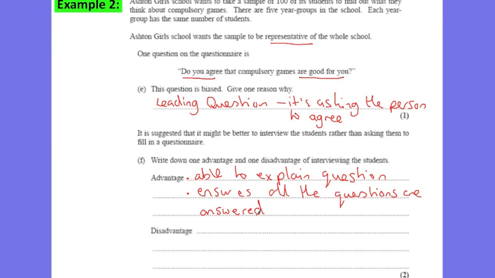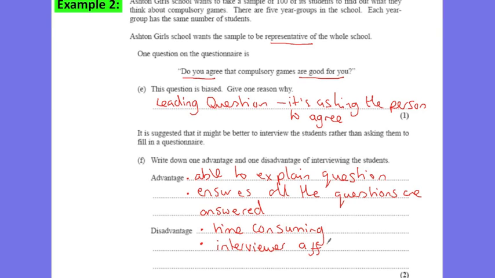However, if you're going to interview all the students rather than asking them to fill in a questionnaire, it is going to be very time consuming. It's going to take a lot of time. Also, if you're asking the question, you as the interviewer may affect the answers.